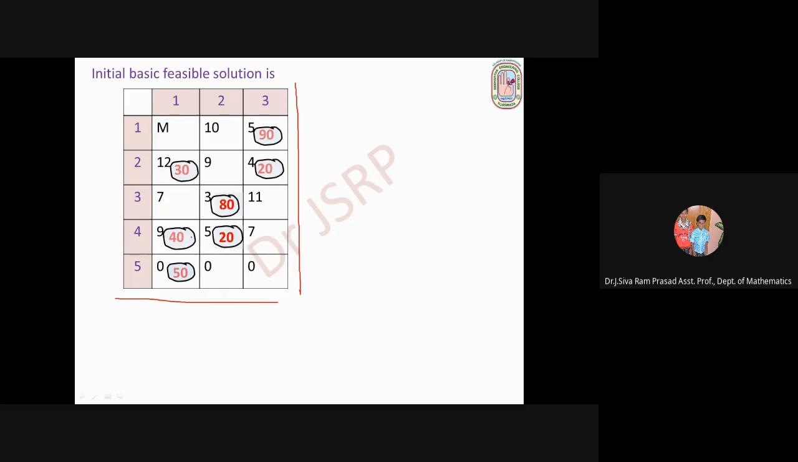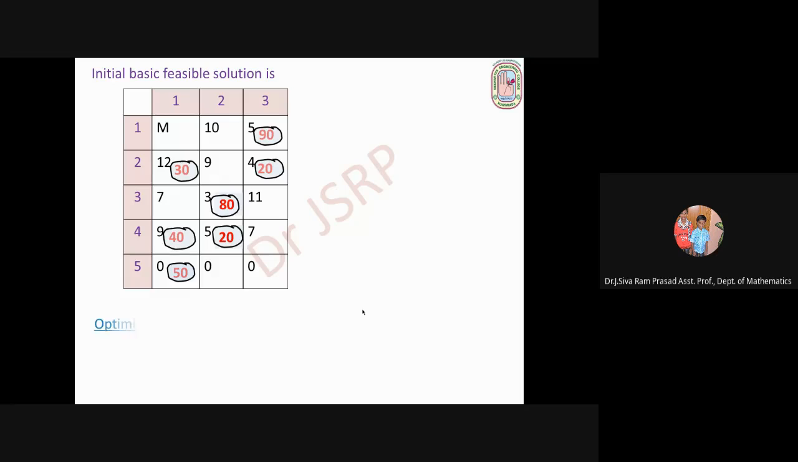So count the number of basic cells. 1, 2, 3, 4, 5, 6, 7. So how many do we require? 3 plus 5 minus 1, 8 minus 1, 7. So all basic cells are available, and all are strictly greater than 0. So this is a non-degenerate basic feasible solution. Okay.